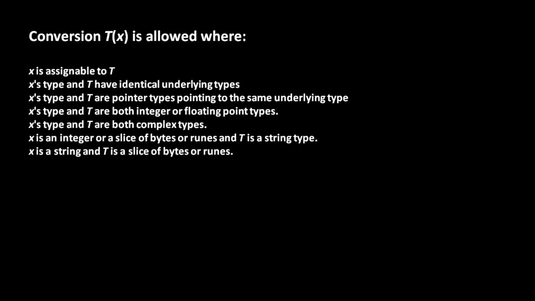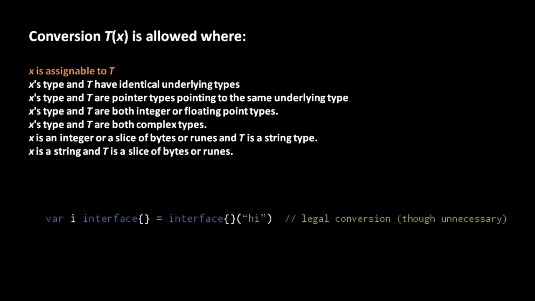We've already seen a few type conversions, such as converting from a float32 to an int. Here exactly are the seven cases in which we can convert a value X to type T. First, if value X is assignable to type T, then we can convert X to T. Here, for example, a string is assignable to an empty interface value, and so we convert a string to an empty interface, though in this example, the explicit conversion is unnecessary.